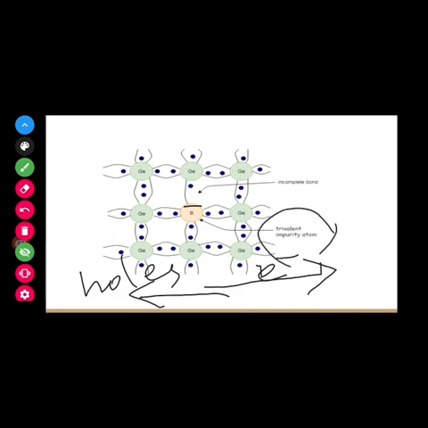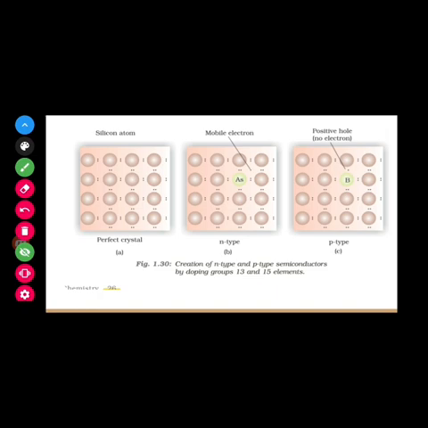The impurity which we use is a trivalent impurity. It has 3 valence electrons. Look at this picture here. We have a perfect crystal of silicon atoms. Silicon has 4 bonds, so it has formed covalent bonds. There are no extra electrons or any empty spaces in this particular crystal.